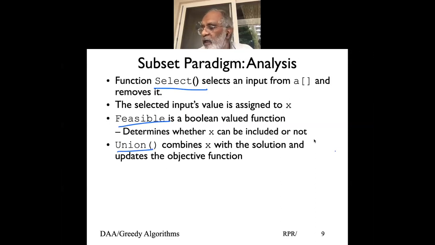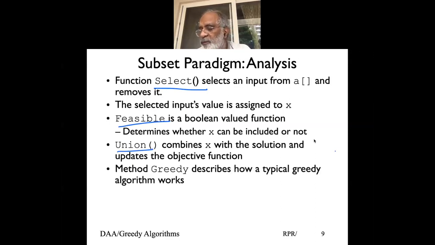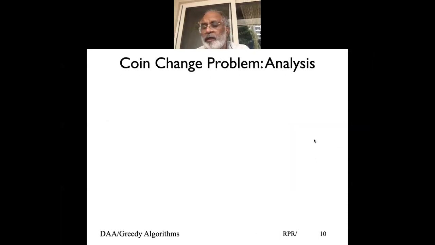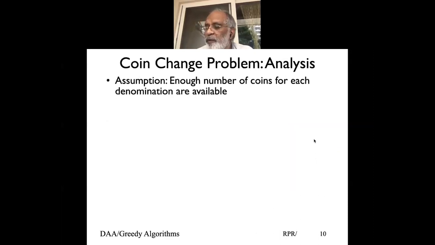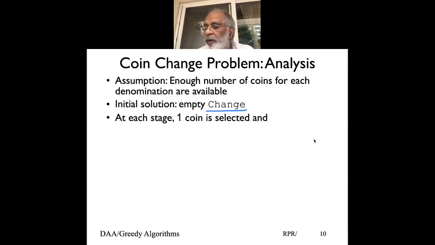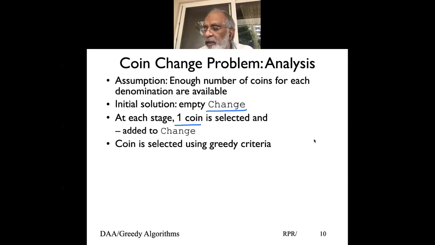Let's apply this algorithm to our coin change problem and see how it works. Assuming enough coins of each denomination are available, the initial solution is empty because I need to give change. At each stage, we choose one coin, add it to the change, and keep looking at the next coin.